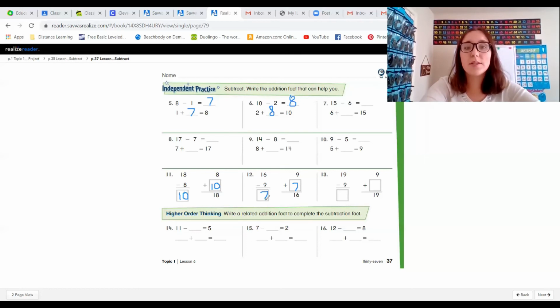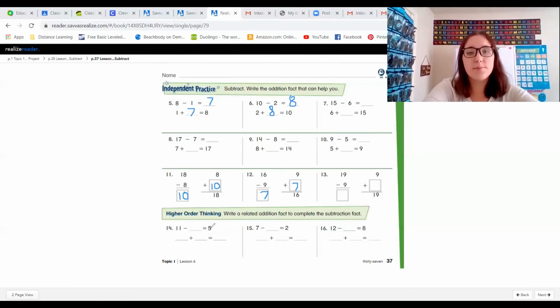Okay, we're going to hop down to number 14. Remember, do these problems with me because then you can use them to help you do your independent practice problems later on, okay? And your quick checks. Number 14, here the instruction. It says write a related addition fact to complete the subtraction fact. Okay, so this time they give us the subtraction fact, but we have to make the related addition fact.